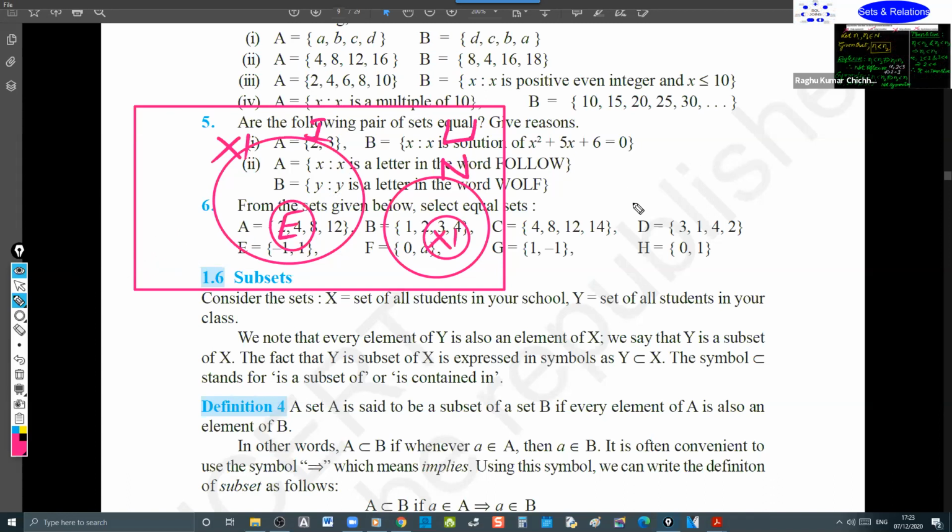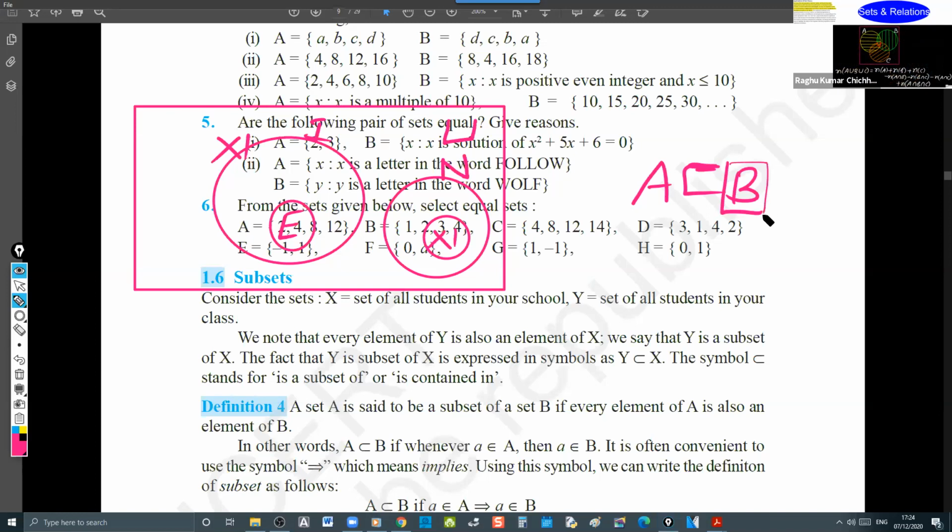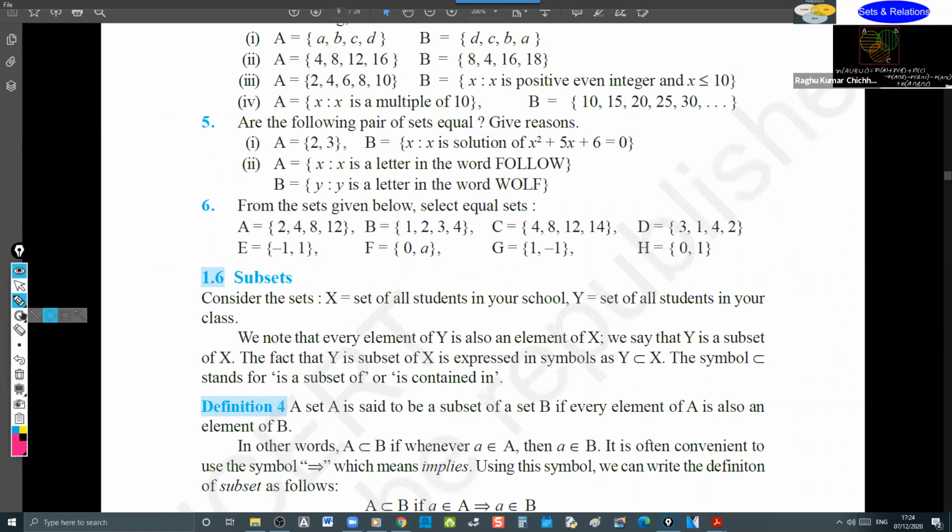So if I write A subset of B, you have to read it like this: A is a subset of B. That means A is contained in B, and B is called the superset. B is called the superset. Understand that? Okay. So it's very simple. Let us go to the definition once.